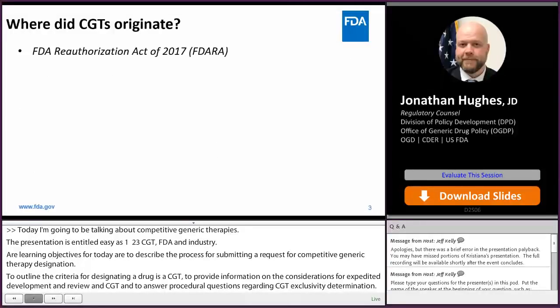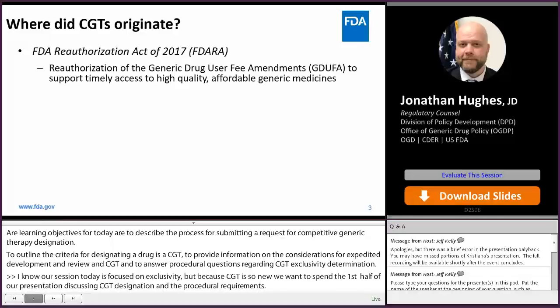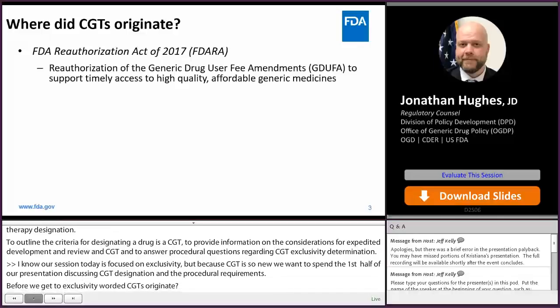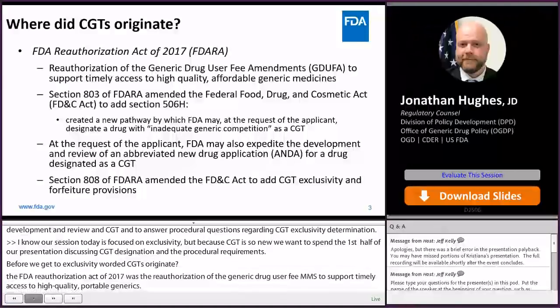Where did CGTs originate? The FDA Reauthorization Act of 2017, FDARA, was the reauthorization of the generic drug user fee amendments to support timely access to high-quality, affordable generic medicines. Section 803 of FDARA amended the FD&C Act to add Section 506H. This created a new pathway by which FDA may, at the request of the applicant, designate a drug with inadequate generic competition as a CGT, and at the request of the applicant, FDA may also expedite the development and review of an abbreviated new drug application, an ANDA, for a drug designated as a CGT.